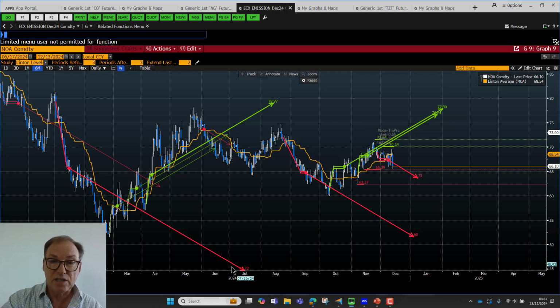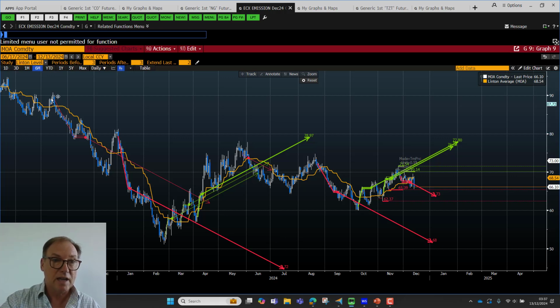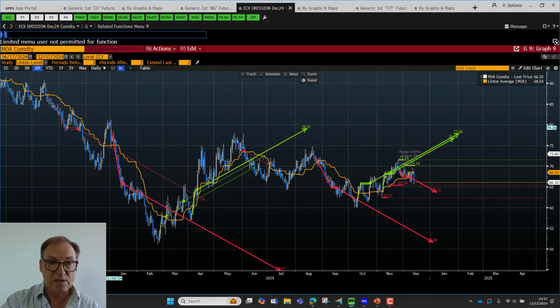Now this is emissions, so European emissions. Again, we notice here downside targets given, downside targets given. This is on the daily chart. So those downside targets were given and met. This one not quite met. And then we had a whole series of new upside targets. Now we're met a little bit more quickly.